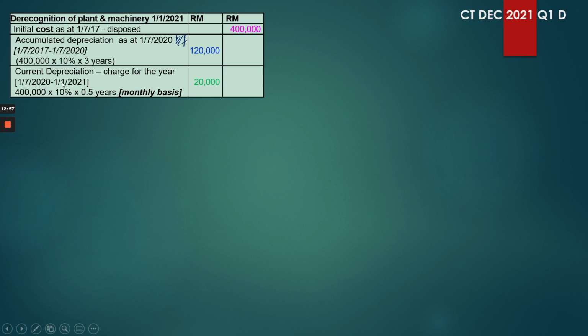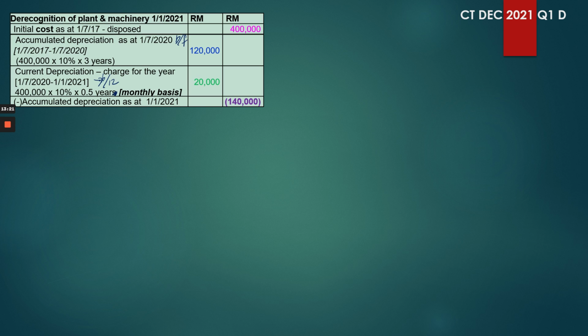However, for the current year, you just provide depreciation for 6 months, since that is monthly basis. So for 6 months, 400,000 times 10% times half year, you will get the 20,000. That was the total current depreciation for that year. So therefore, not at the end of the year, actually somewhere after the beginning of the current year, but on the date of disposal, accumulated depreciation as at 1st of January. Remember, this is the date of disposal. So that would be 140,000, the total from these two.